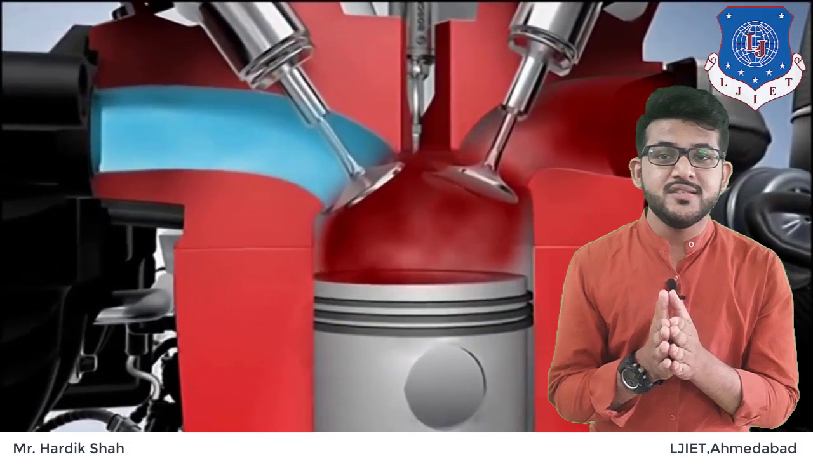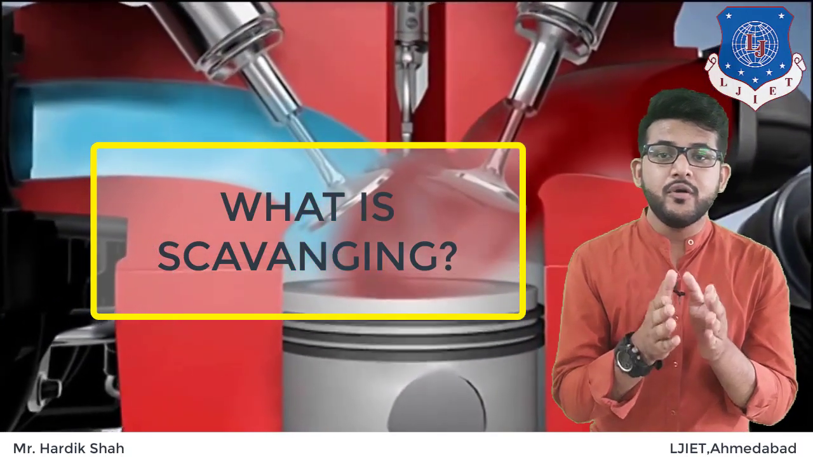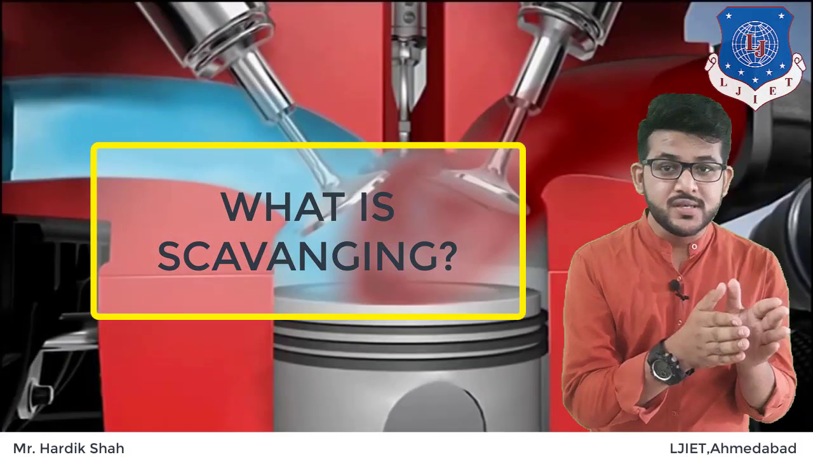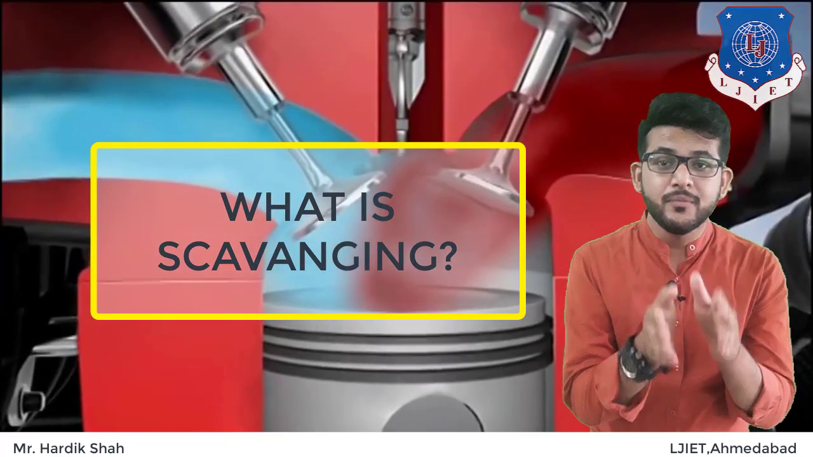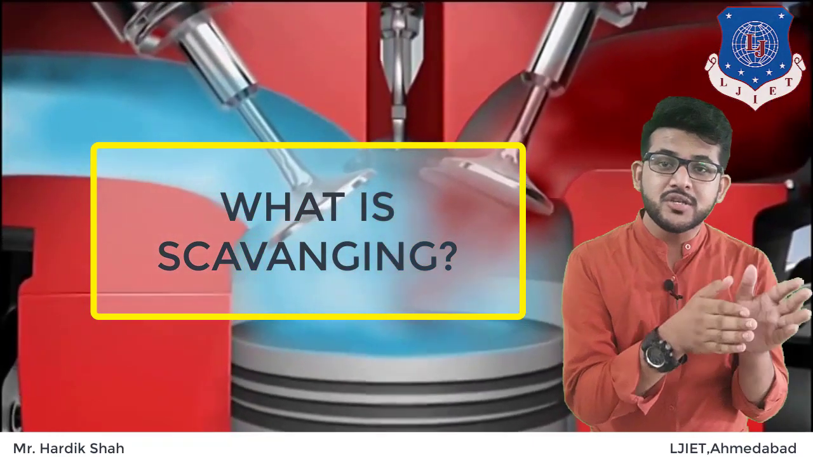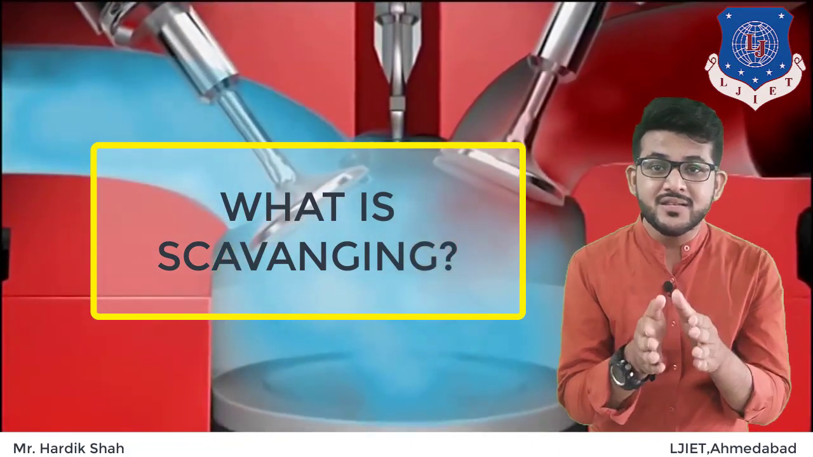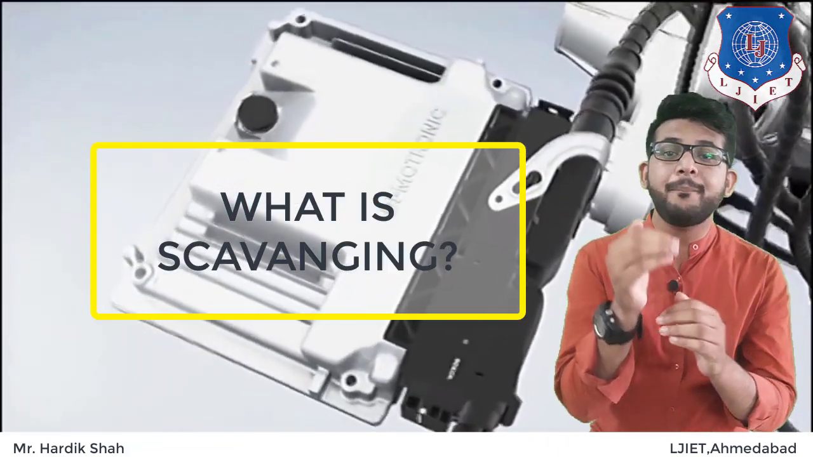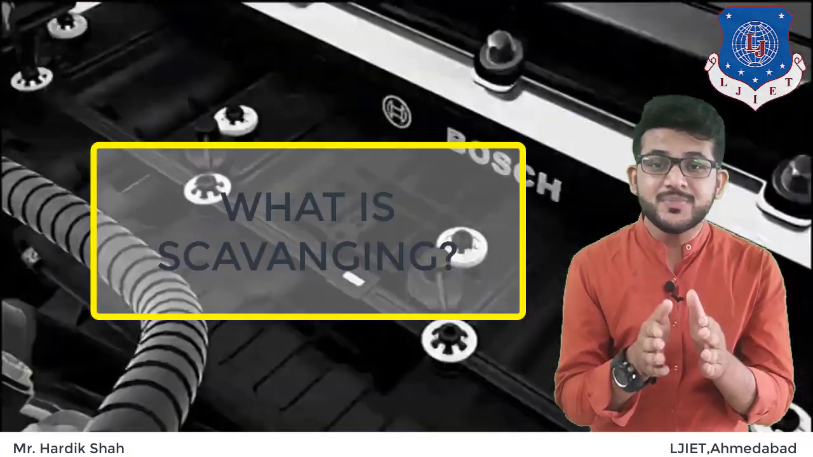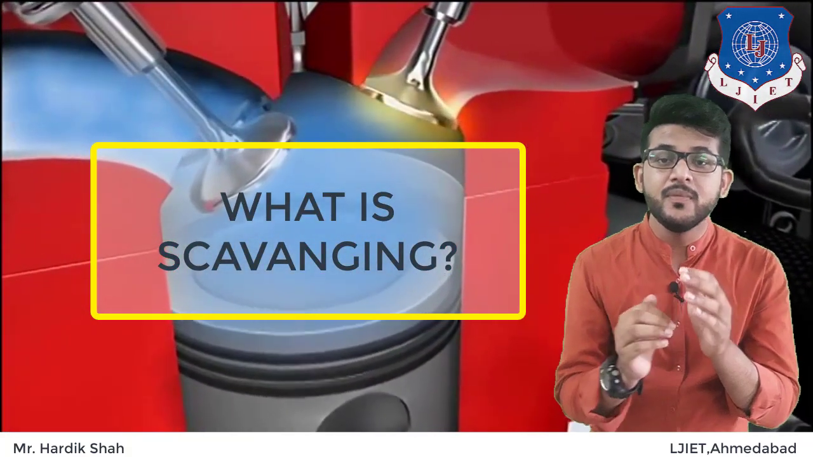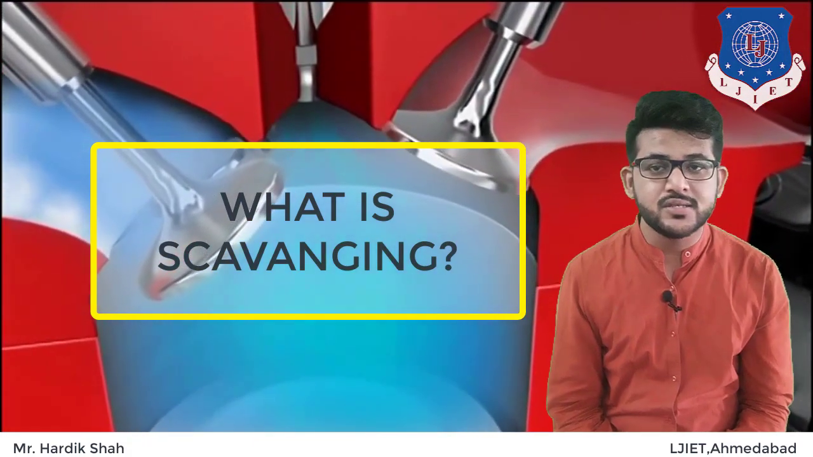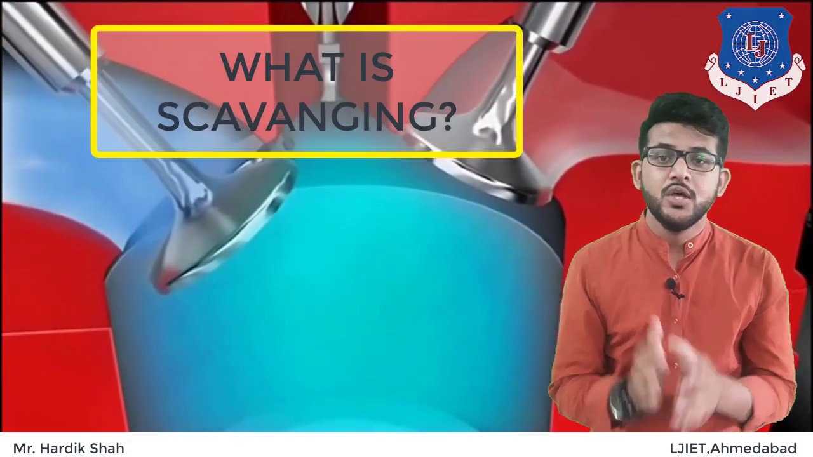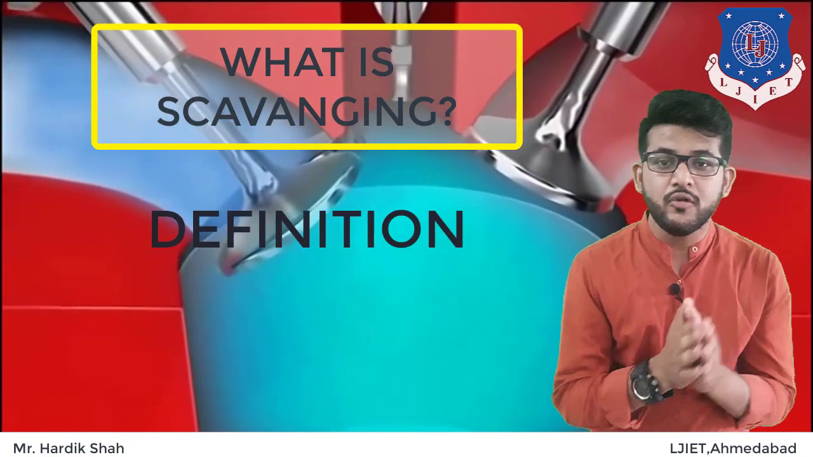So what is scavenging? Scavenging is a type of gas exchange process in which the combustion product of the fuel is removed by blowing fresh air into the cylinder. The scavenging takes place during the overlapping of valve or port. This process is necessary for smooth running of both 4-stroke and 2-stroke engines. So let's see the definition of scavenging.